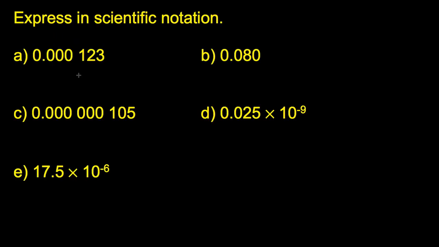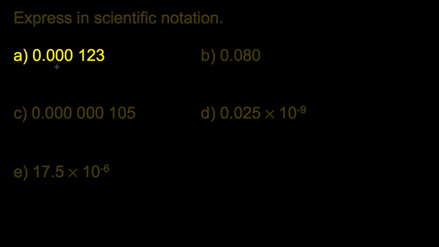So the problem says, express in scientific notation. Here we go. The first one, 0.000123. I first take a look at the location of the decimal and I say, where does it need to move to so there's only one non-zero digit on the left? Well, it needs to finish right here. So I say to myself, how many moves is that? Well, that's 1, 2, 3, 4. This is 1.23 times 10. Because I moved that decimal place to the right, it's negative 4.